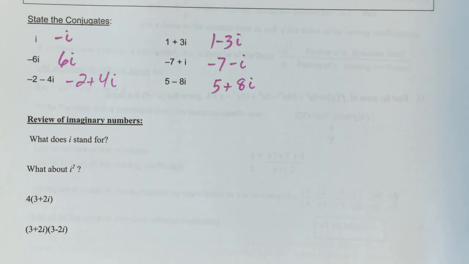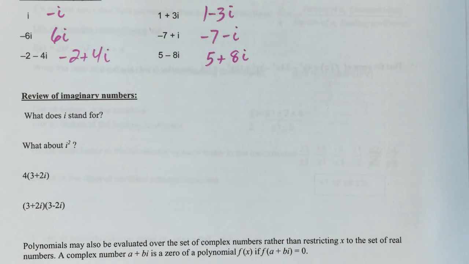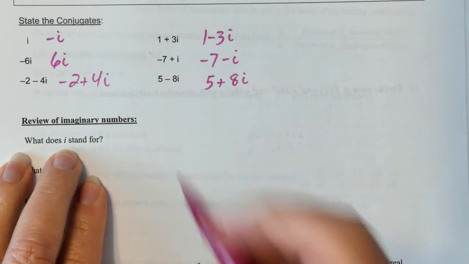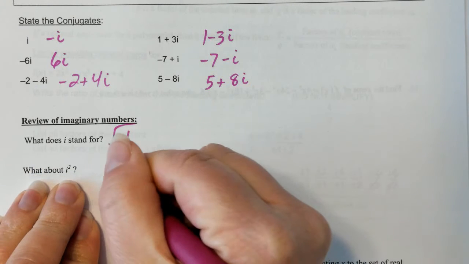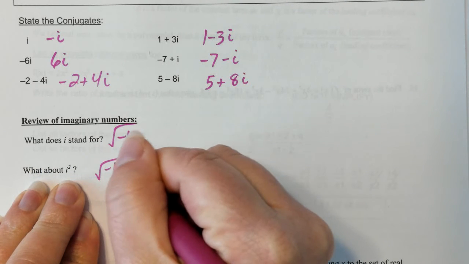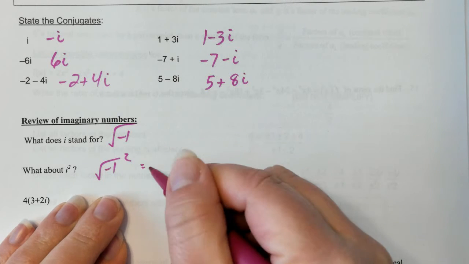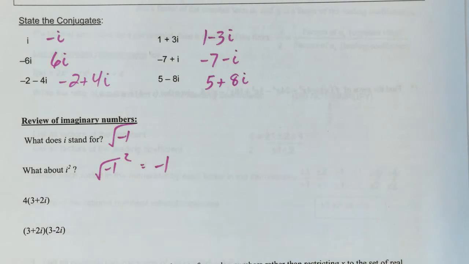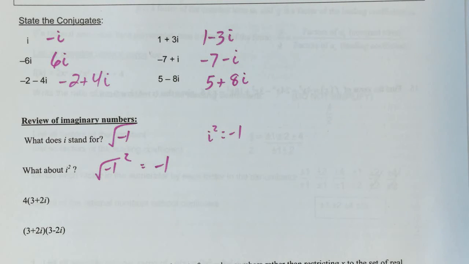As we wrap up the 3.3 notes here, just a couple of little reminders about imaginary numbers. Remember that i stands for the square root of -1, and therefore i squared is the square root of -1 squared. Now remember, squaring and square rooting would cancel out and leave us with just -1. So every time you see an i squared, we can replace that with a -1. Just keep that in the back of your mind, okay?